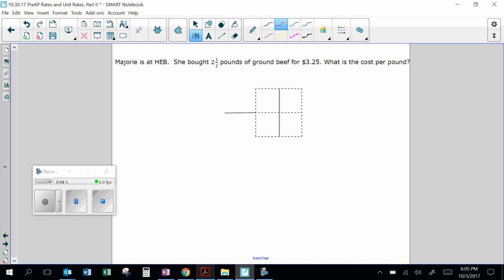So our next thing is, Marjorie is at HEB. She bought 2.5 pounds of ground beef for $3.25. What is the cost per pound, or each pound?